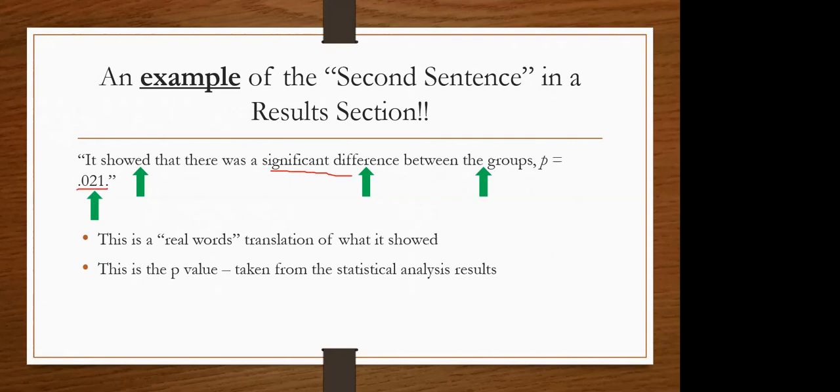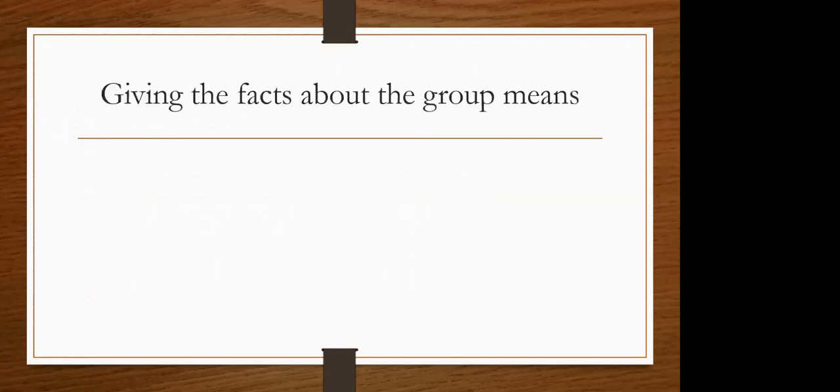Okay, so again, that's the second sentence. You're just telling the reader and making it obvious that you know what you're talking about. Okay, so just again, make sure you know. Then we can talk about group means a little bit.